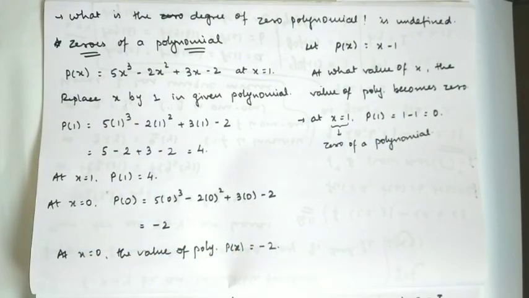This means the value of x which we put in the polynomial, which gives us the value of polynomial 0, that value of x is called the 0 of a polynomial. Please try to understand word by word. I am repeating again. By replacing the value of x, if the given polynomial value becomes 0, then the value of x is the 0 of a polynomial.